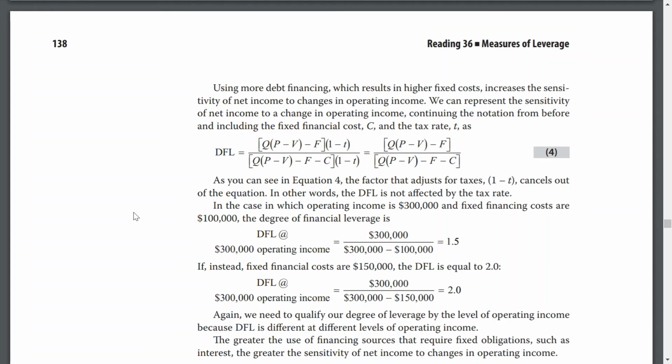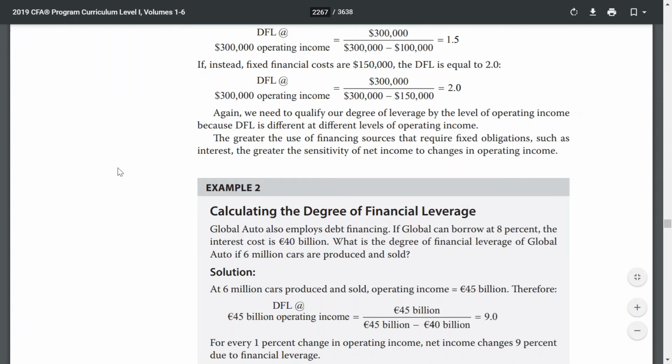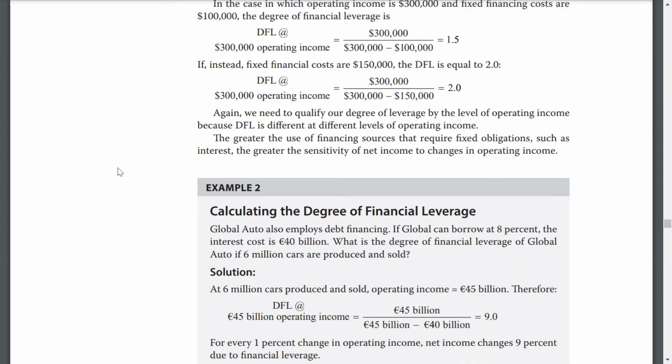In a case in which operating income is $300,000 and fixed financing costs are $100,000, the degree of financial leverage is as such. Again, we need to qualify our degree of leverage by the level of operating income, because DFL is different at different levels of operating income. The greater the use of financing sources that require fixed obligations, such as interest, the greater the sensitivity of net income to changes in operating income.